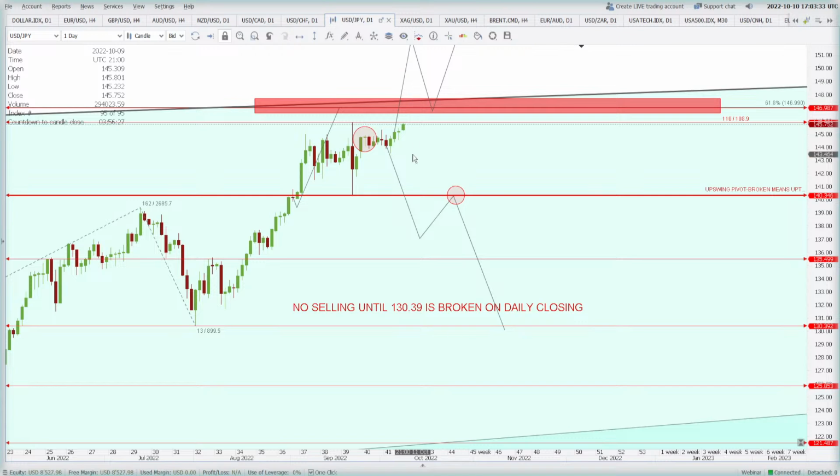Okay, so right now the immediate resistance is at 145.90, immediate support is at 140.34, and the further resistance is a huge zone of resistance from 146.64 to 147.64. So let's all of us keep an eye on this one. This is very important. All right.